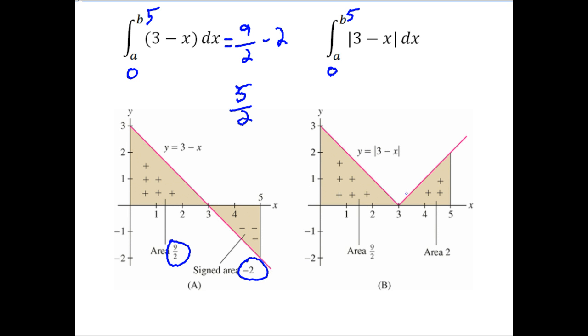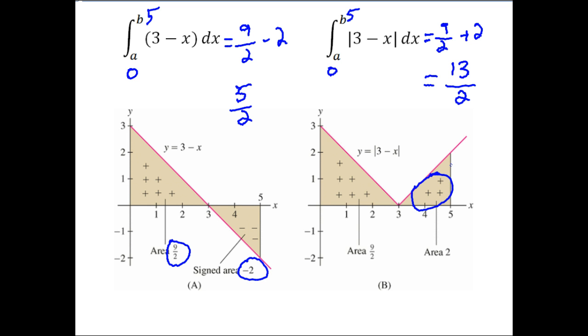Whereas if we look at this area over here, for the absolute value of the quantity 3 minus x, we still have that positive area of 9/2, but this area is now positive because it's above the x-axis and it has an area of 2. Still an area of 2, but now it's positive 2 instead of -2. And so this integral is 9/2 plus 2, which gives us 13/2. So we can look at these two functions that are very similar, the function 3 minus x and the absolute value of that function, and they give us two different areas.